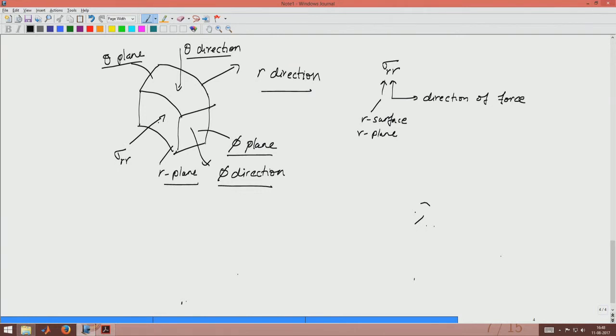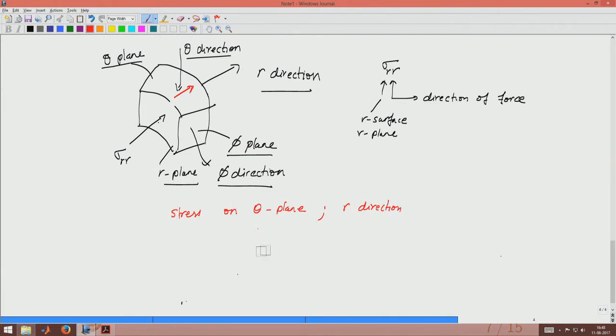Now, you can also try to justify what is being drawn here. What I have drawn here is a stress which is on a theta plane and it is in the r direction.